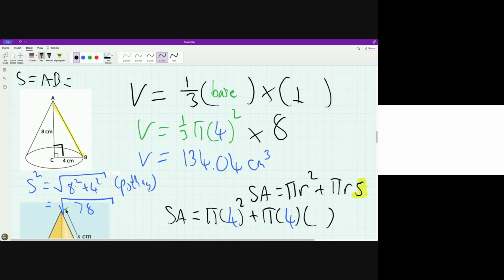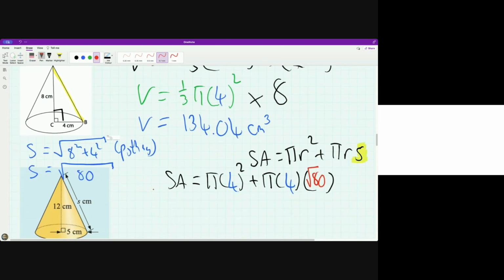So as long as I haven't done anything stupid, 64 plus 4. Oh, I have done something stupid. So that's 64, that's 16. I think, give me a thumbs up if you get square root 80 as your slant height. Okay. Awesome. So now we put in square root 80, and what are you getting for your final surface area of your ice cream cone?